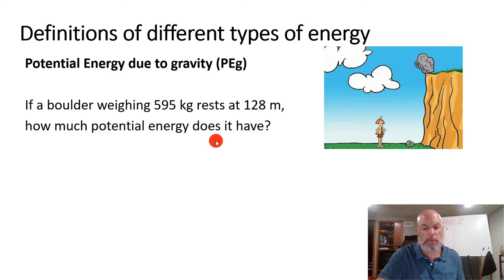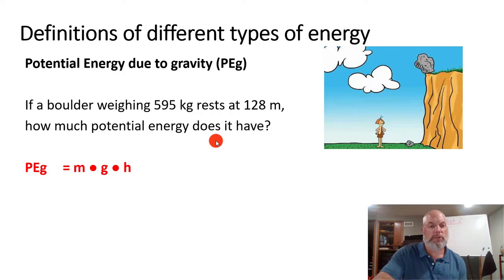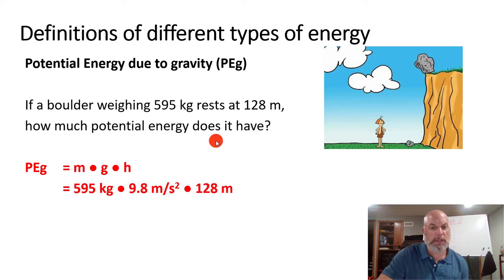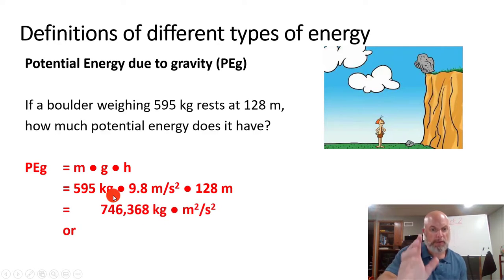So here's a practice problem. If a boulder has a mass of 595 kilograms resting 128 meters up in the air above the Earth's surface, how much potential energy does it have? You should always write down your equation first. Great thing to do: mass, gravity, height. And then you just plug the numbers in, 595 times 9.8 times 128.